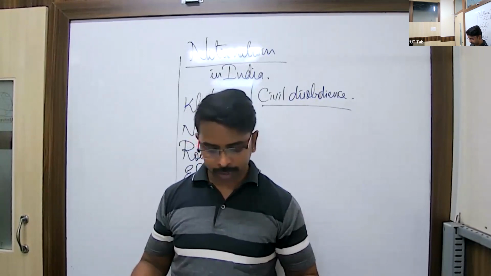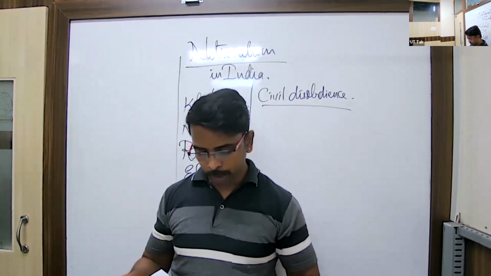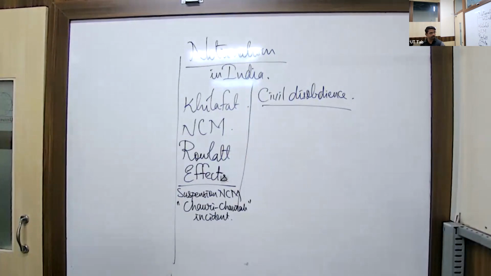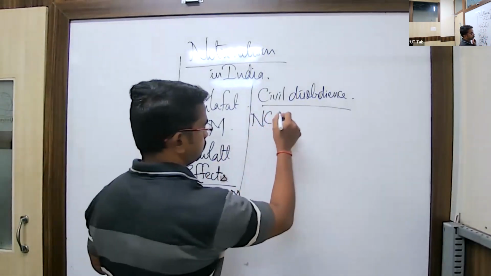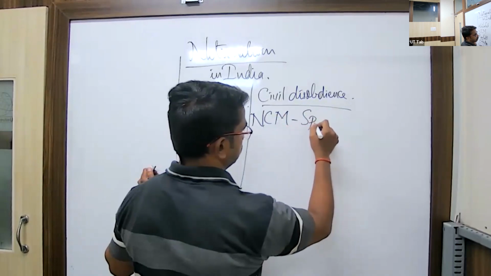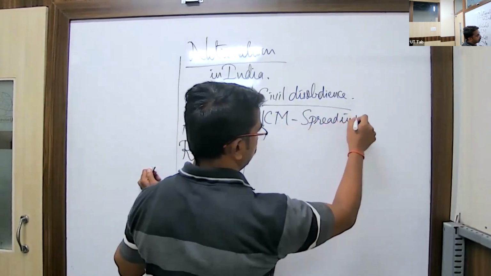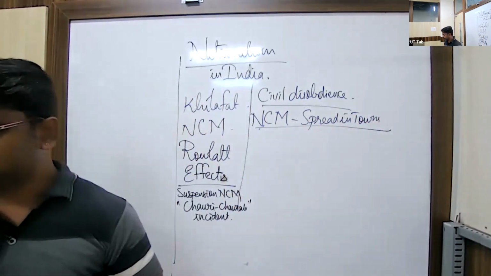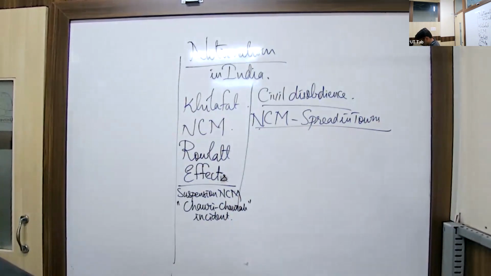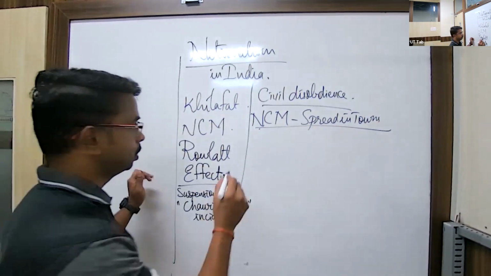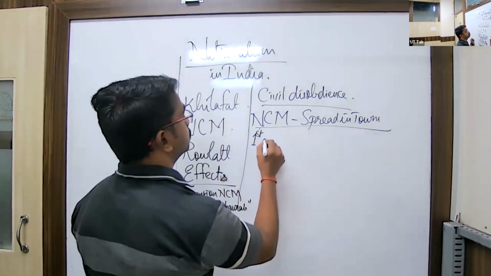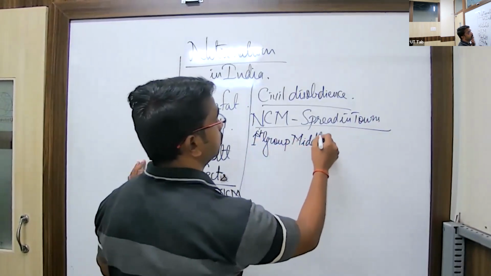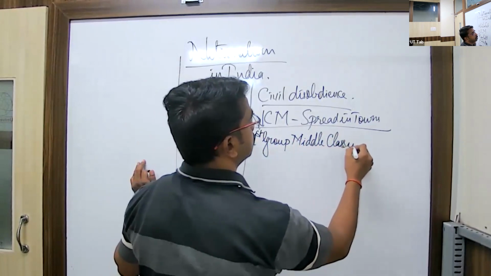Not end. You write non-cooperation movement in the towns. Non-cooperation movement spread in the towns. NCM spread in towns. You understand towns? Far away from the cities. So there are phase 1, phase 2, or stage 1, stage 2. First group, you can write middle class in towns. Only put the heading. Details I'll give you later. Middle class in towns.